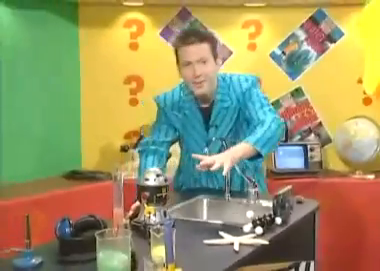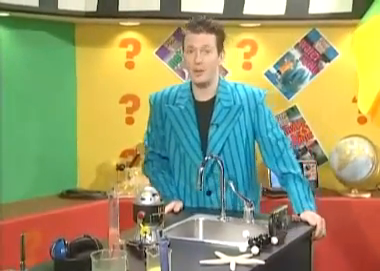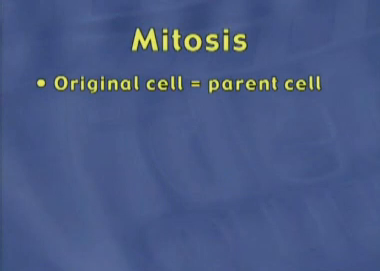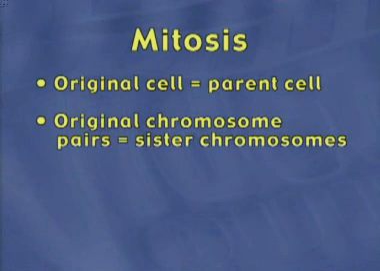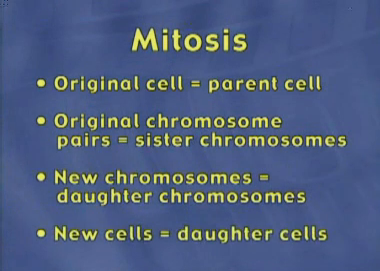Whoa. Hi, I'm back. Well, how were those questions? Not too bad, I imagine. Now, as you probably remember from mitosis, scientists refer to the original cell as the parent cell, the original pairs of chromosomes as sister chromosomes, the new chromosomes as daughter chromosomes, and the new cells as daughter cells.